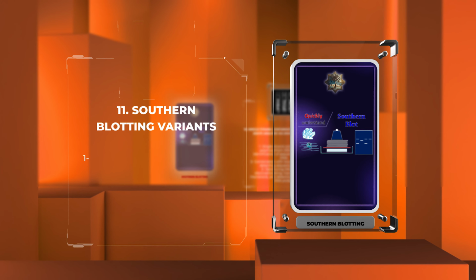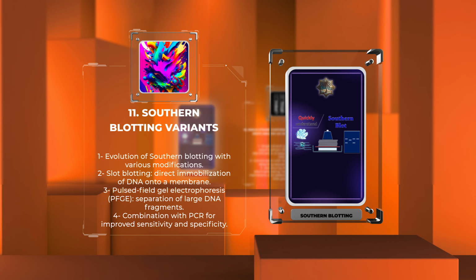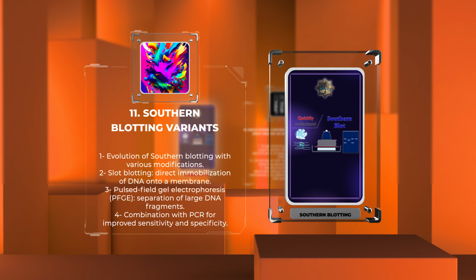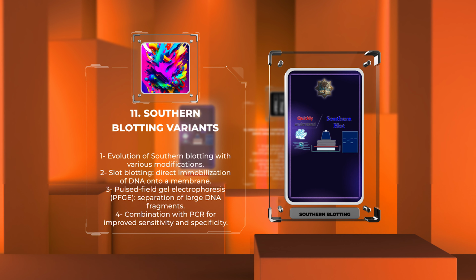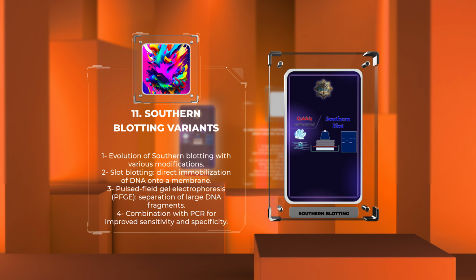Southern blotting has evolved over time with various modifications. Slot blotting simplifies the process by immobilizing DNA directly onto a membrane, useful for quantification. Pulsed field gel electrophoresis, PFGE, allows separation of large DNA fragments, which can then be detected using Southern blotting. Combining Southern blotting with PCR improves sensitivity and specificity. These variants expand the technique's applications and enhance research capabilities.